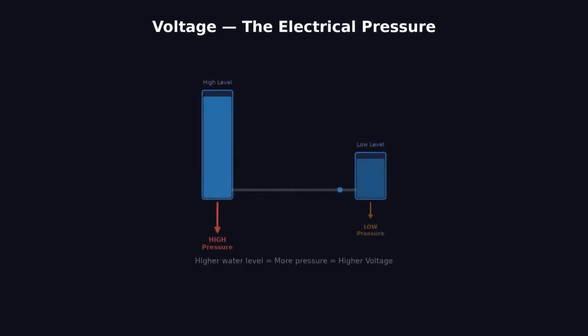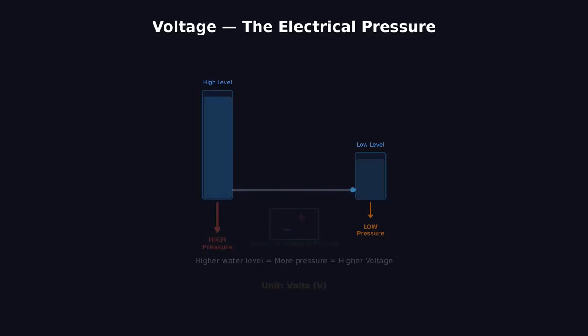Now, electrons don't move on their own. They need a push. That push is voltage. Voltage is the electrical pressure difference between 2 points, the potential difference. Think of a water tower. The higher the water level in the tower, the greater the pressure at the pipe below. Voltage works the same way.